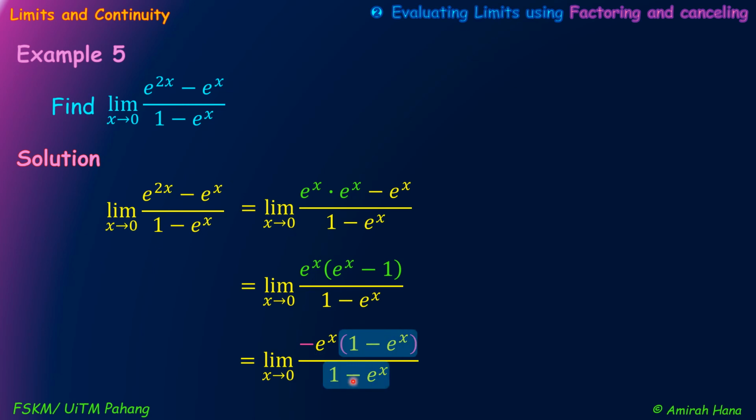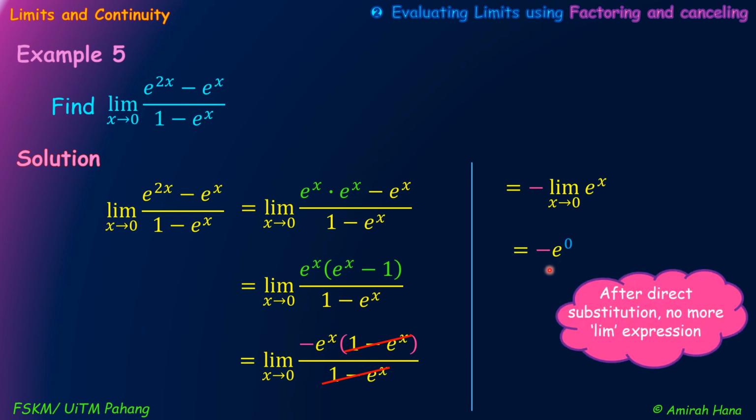And from here, now we have the same factor, so we can cancel, right? So we get this. And at the same time, we can move out the constant negative. Negative here means times negative 1, so we can move it out from the limit expression, from the properties of limits. Then we have negative, and then limit x approaches 0 of e to the power of x. After that, we can use direct substitution. And remember, after direct substitution, there is no more limit expression. When we use direct substitution, we just plug in 0 into whatever x here and no more limits. But we still have the negative sign in front here, right?